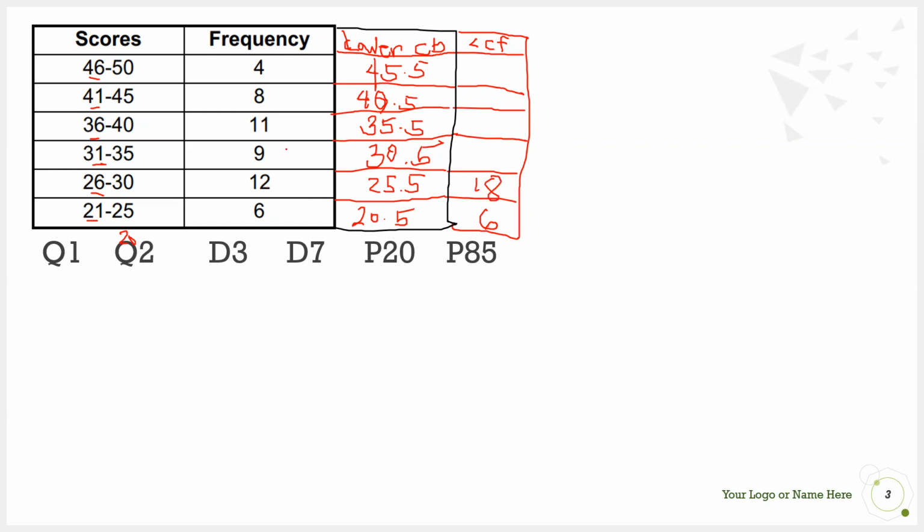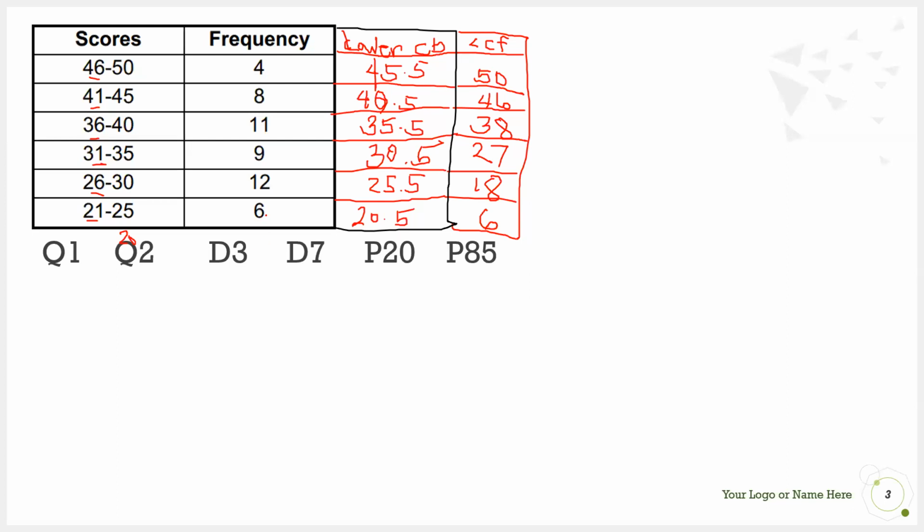Okay, very good. 18 plus 9. 27. 27 plus 11. 38. 38 plus 8. 46 po. That's correct. Then last one. 46 plus 4. 50. So, kompleto po tayo. Okay? So, yun po ang gagawin.